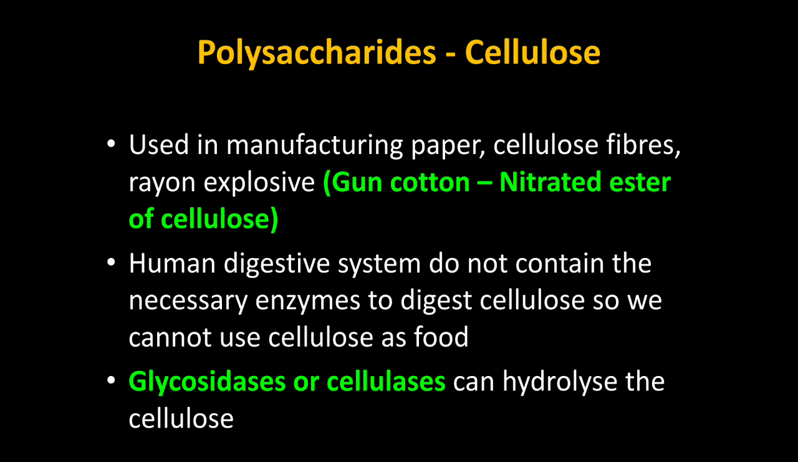Cellulose is mainly used in the manufacture of paper, cellulose fibers, rayon and explosives. Gun cotton is a nitrated ester of cellulose, and humans cannot use cellulose as food because our digestive system does not have the necessary enzymes to hydrolyze cellulose. Enzymes like glycosidases or cellulases can hydrolyze cellulose.